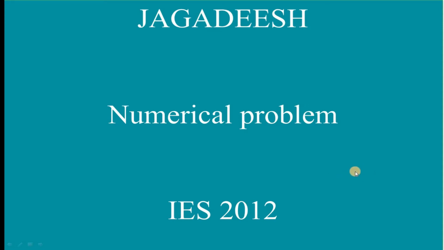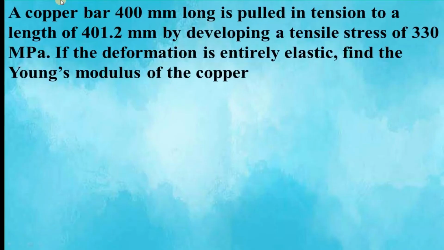So let's begin. First I will read the question. A copper bar 400 mm long is pulled in tension to a length of 401.2 mm by developing a tensile stress of 330 megapascal. If the deformation is entirely elastic, find the Young's modulus of the copper.